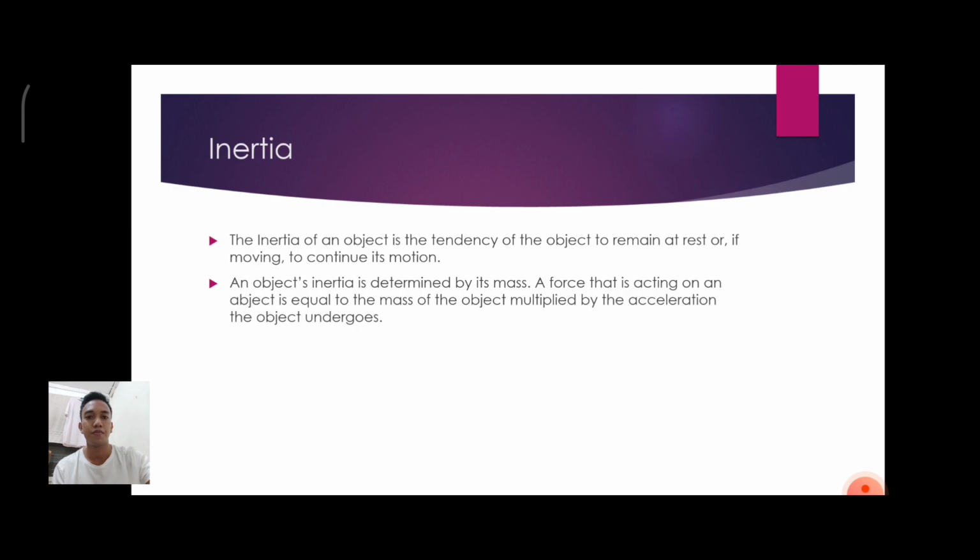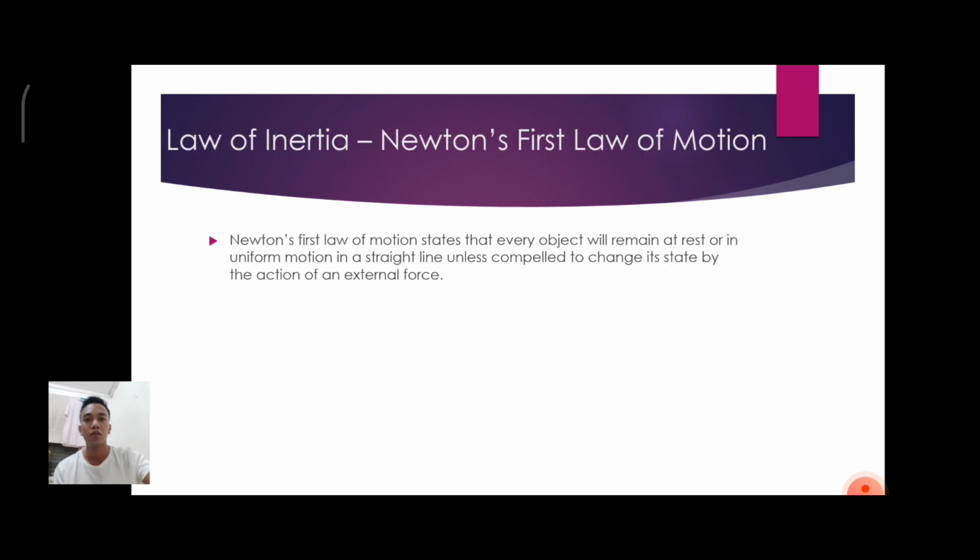Inertia. Inertia of an object is the tendency of the object to remain at rest or, if moving, to continue its motion. An object's inertia is determined by its mass. A force that is acting on an object is equal to the mass of the object multiplied by the acceleration the object undergoes.